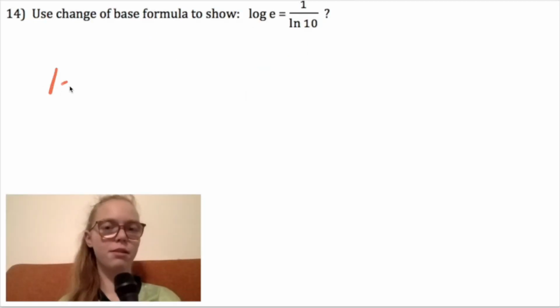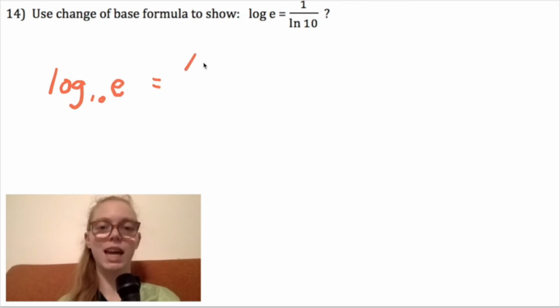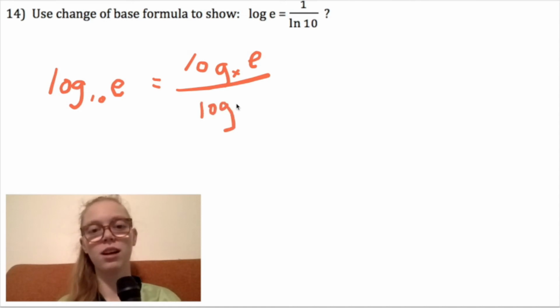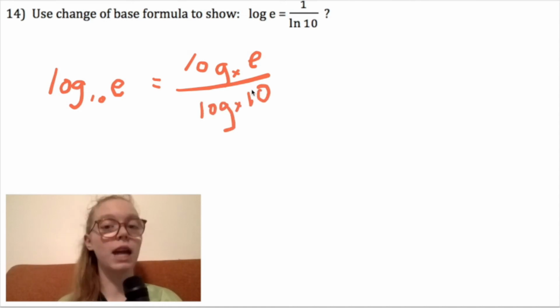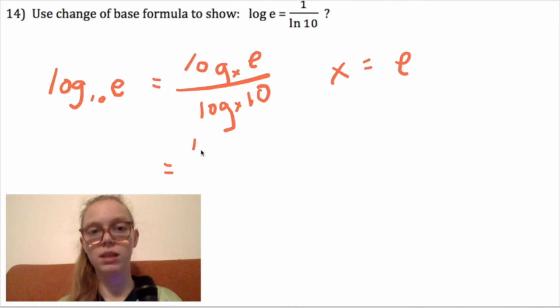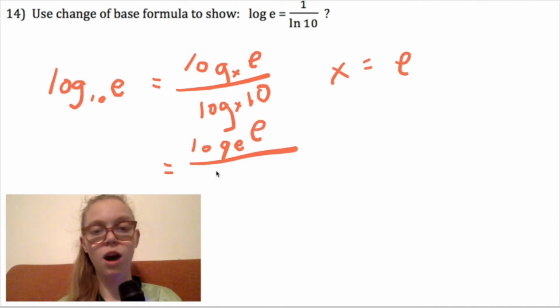So we're going to use the base change formula, and what that means is that if we have log base 10 of e, that's the same as log base x of e over log base x of 10. Now x can be anything, but for our purposes, we are going to make x equal to e. And so this means that log base 10 of e is equal to log base e of e divided by log base e of 10.